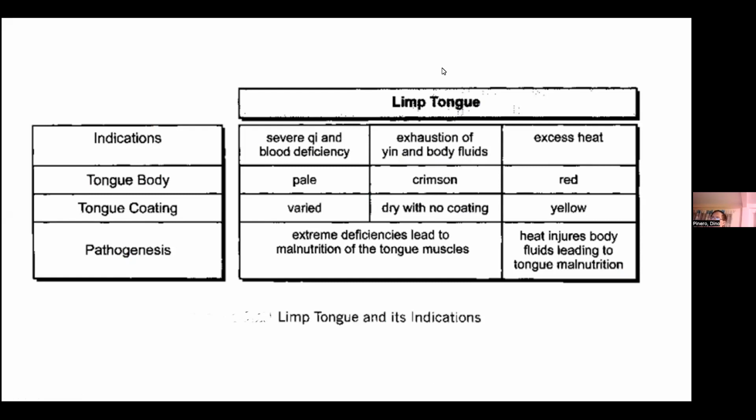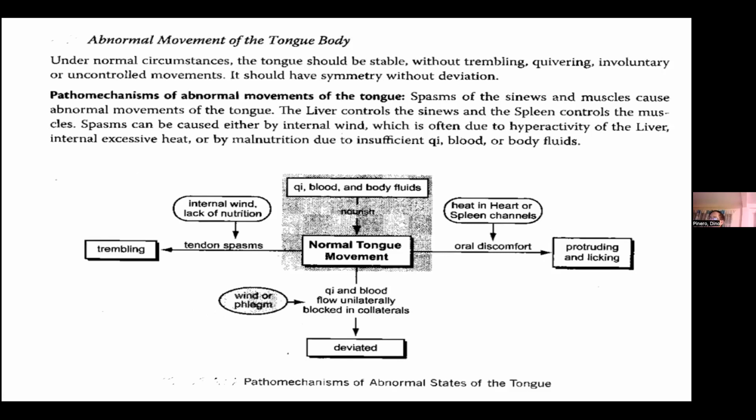Okay, on abnormal movement of the tongue body, under normal circumstances, the tongue should be stable, without trembling, not quivering, without involuntary or uncontrolled movements. It should have symmetry without deviation. In the pathomechanism of abnormal movements of the tongue, spasm of the sinews and muscles cause abnormal movement of the tongue. The liver controls the sinews and the spleen controls the muscles. Spasm can be caused by either internal wind, which is often due to hyperactivity of the liver, internal excess heat, or by malnutrition due to insufficient qi, blood, or body fluid.